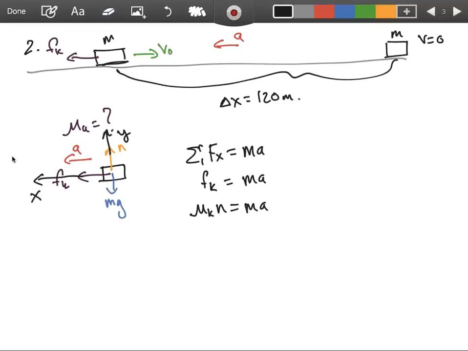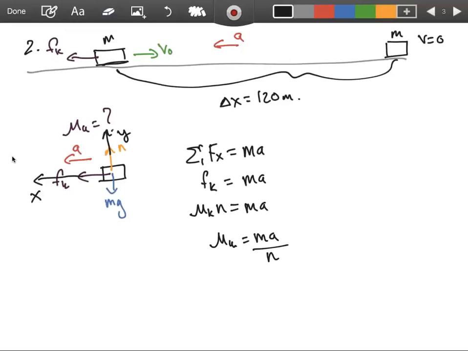We've already found the coefficient. So let's solve for the coefficient. My coefficient then is equal to m times a divided by the normal force. So let's look at each one of these things. The mass we don't know, it's not given to us in the problem. We also don't know the acceleration at the moment, and we also don't know the normal force. So let's start getting into some things.